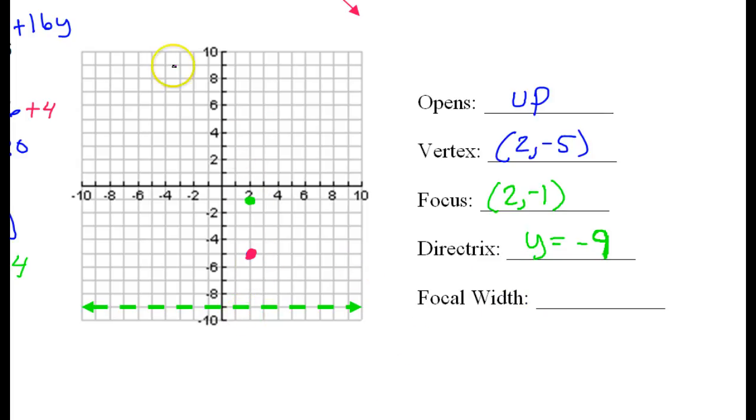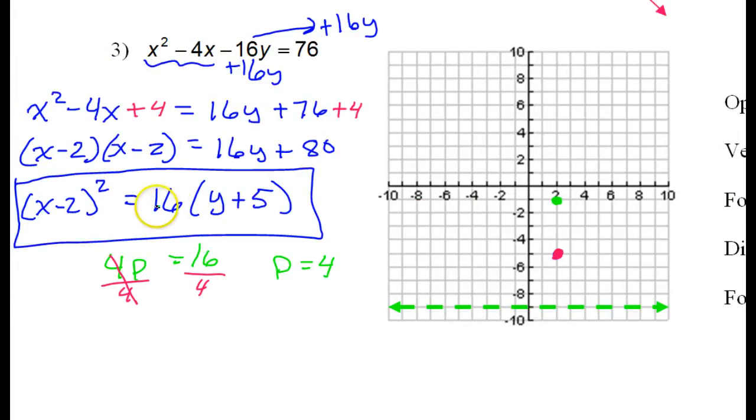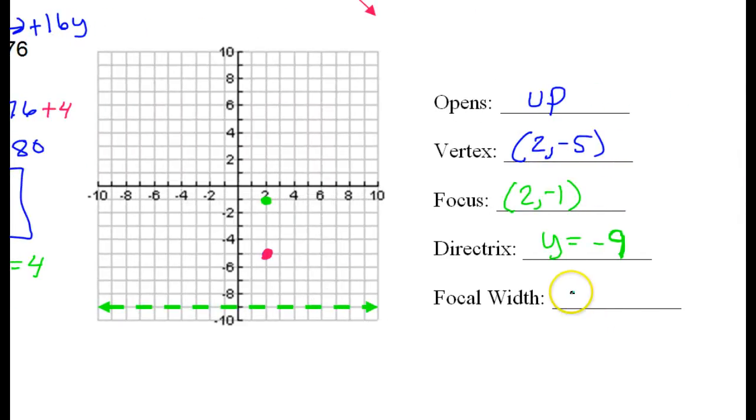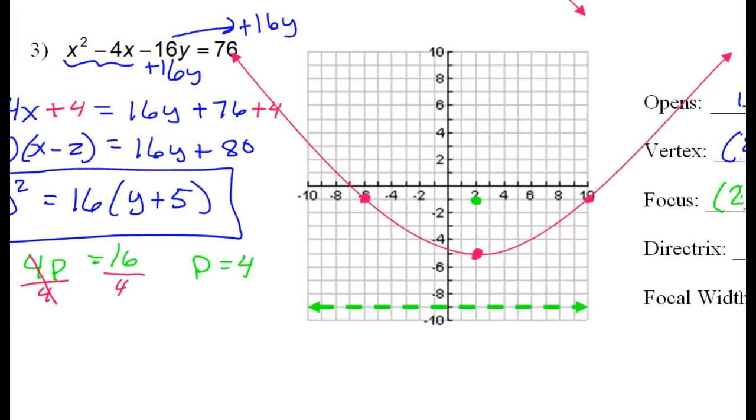Now the focal width is the 16. It's always positive, by the way. The focal width is 16. That means that at the level of the focus, the width of this parabola should be 16 wide. That means it should be 8 to the right and 8 to the left. If I counted this all the way across, the width of the entire parabola is 16. Now I can use these 3 points to graph my parabola. Kabam! Alright, so that was number 3.